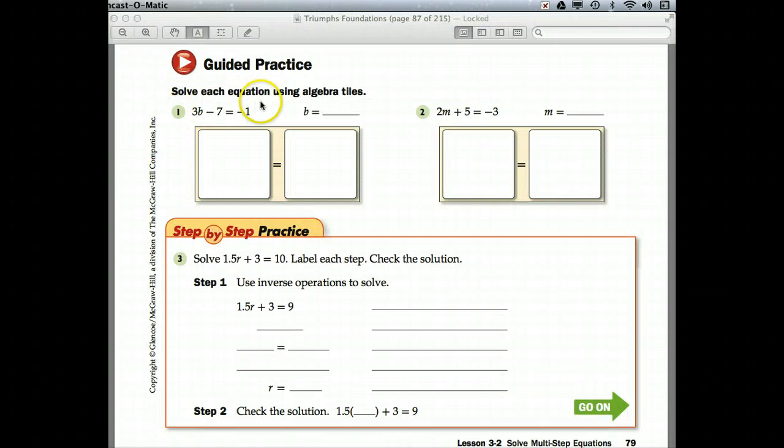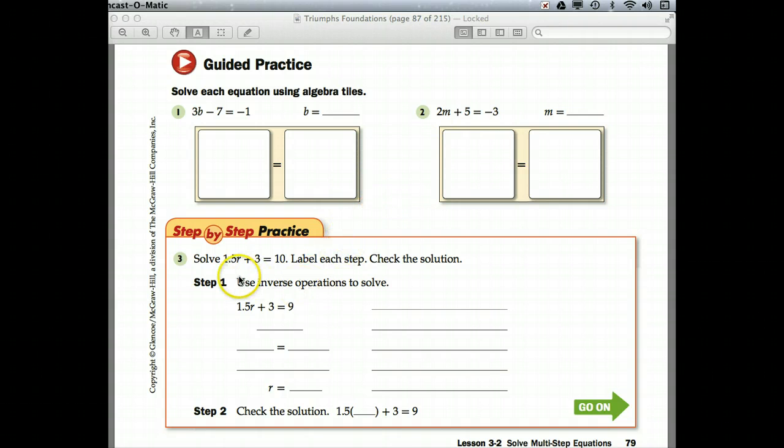Time for a little guided practice. We're going to solve each of these equations, 1 and 2, using algebra tiles. So we're going to have 3 x's and 7 negative 1's, and on this side we're only going to have 1 negative 1. Here we're going to have 2 of the x's and 5 positive 1's, and on this side a negative 3. So do your zero pairs and see what you come up with.